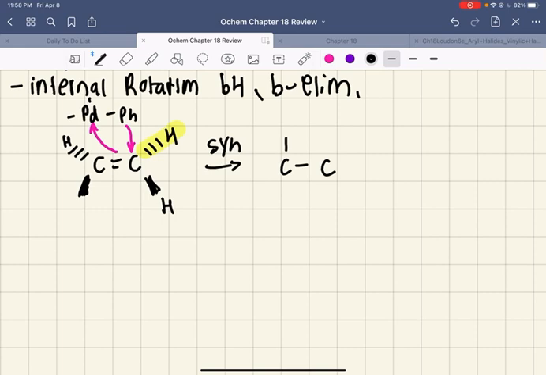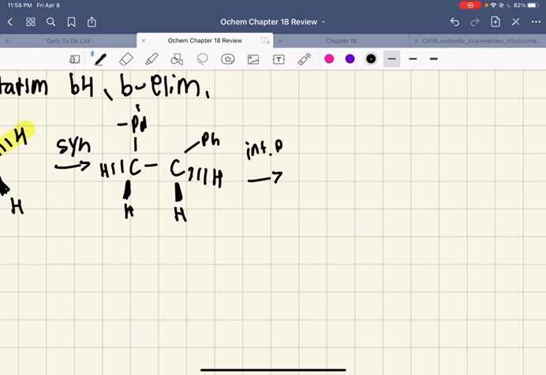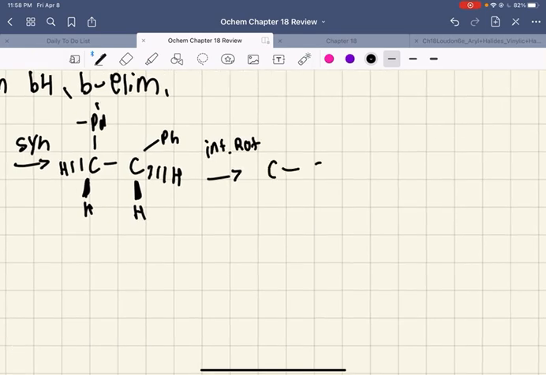Now the syn addition occurs. Ph is now there. Now this next step will be the internal rotation. And here's carbon-carbon. Notice how the Ph is now on the dashes, and this beta hydrogen moved into a position where it will now be eliminated. Let me just finish writing this real quick.